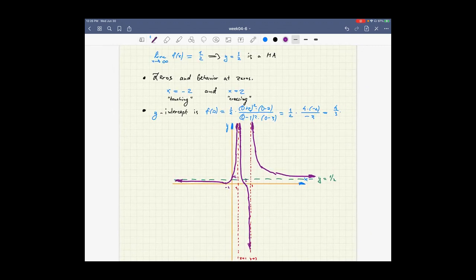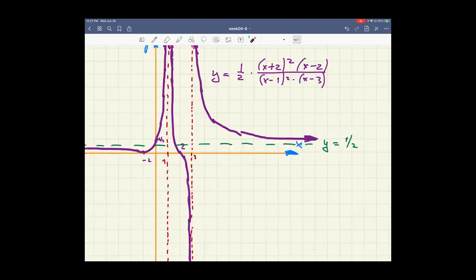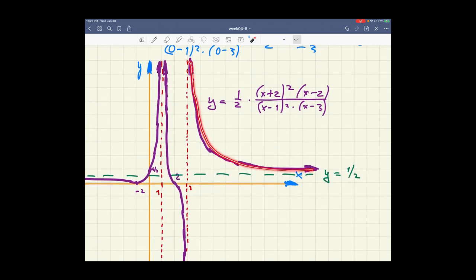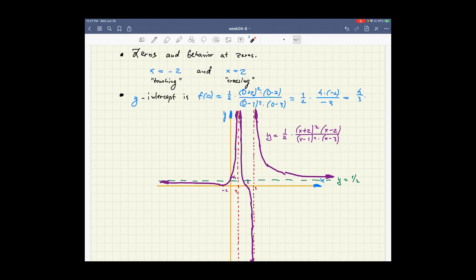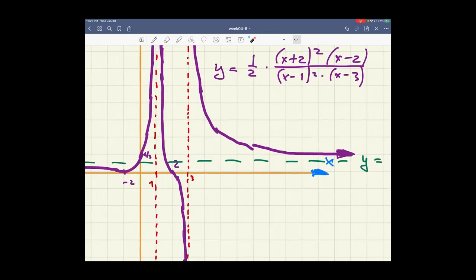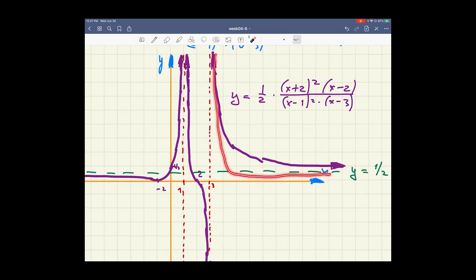All right, that is the graph of the function 1/2 times x plus 2 squared, x minus 2 over x minus 1 squared times x minus 3. And again, note that we couldn't, for instance, know that here the graph will go like this. Why not like this? After all, to the left of 1, our sketch intersects with the horizontal asymptote. Why can't it intersect with the horizontal asymptote here? Our analysis doesn't answer this question, and so if your sketch is like this, it should also be deemed correct.